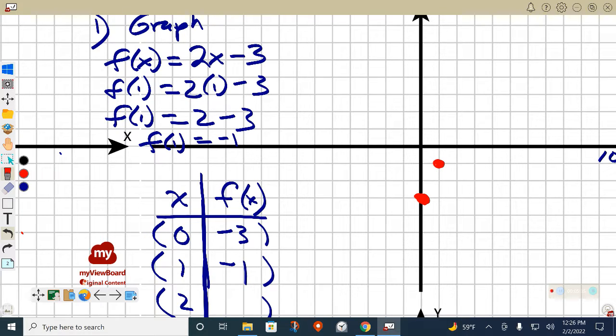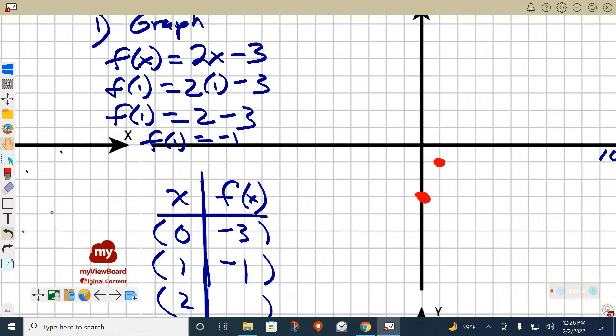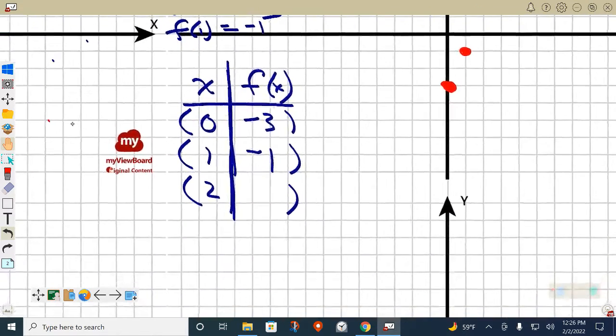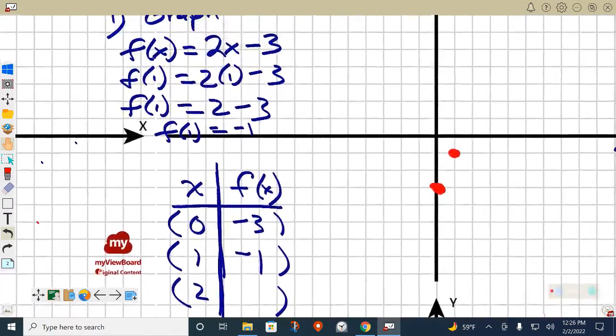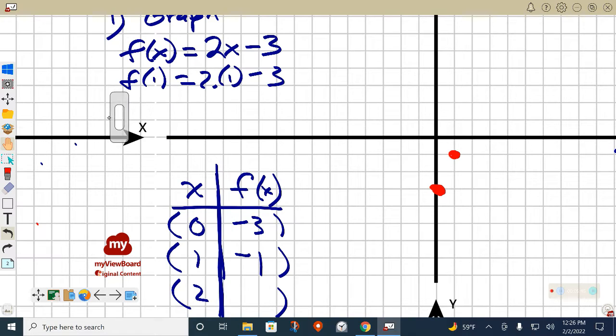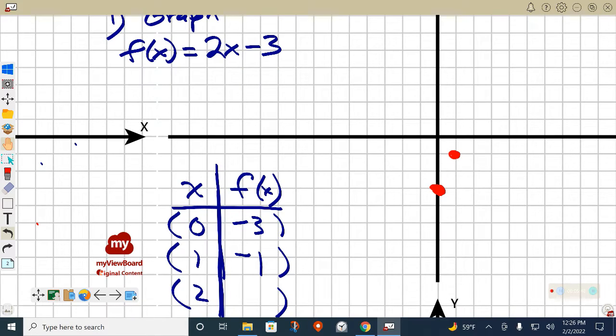Last but not least, 2. What's the function at 2? One more time. Negative 2? Is it negative 2? I'm not sure. I don't know.